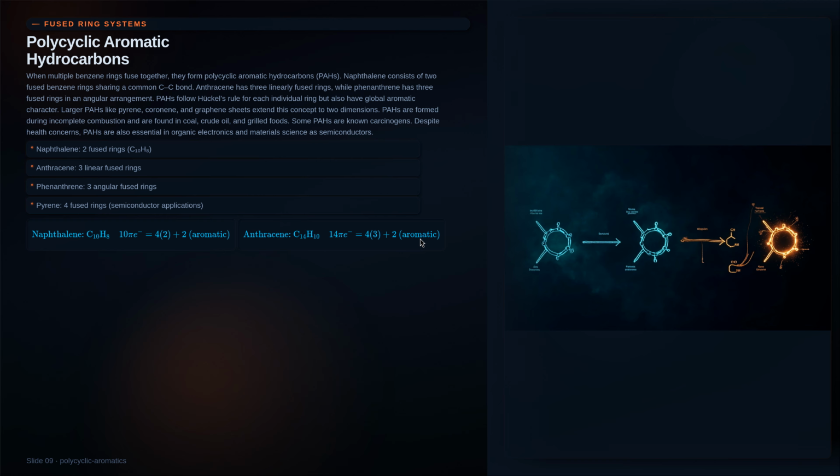PAHs are formed during incomplete combustion and are found in coal, crude oil, and grilled foods. Some PAHs are known carcinogens. Despite health concerns, PAHs are also essential in organic electronics and materials science as semiconductors.